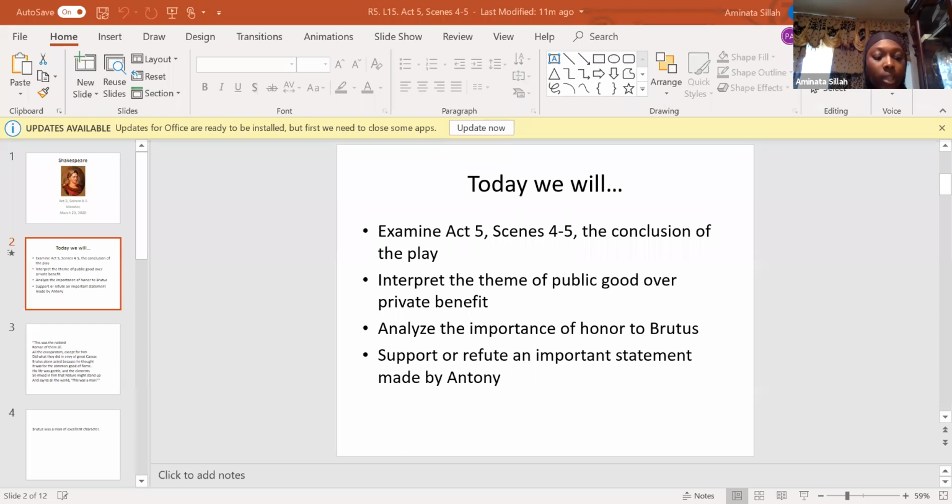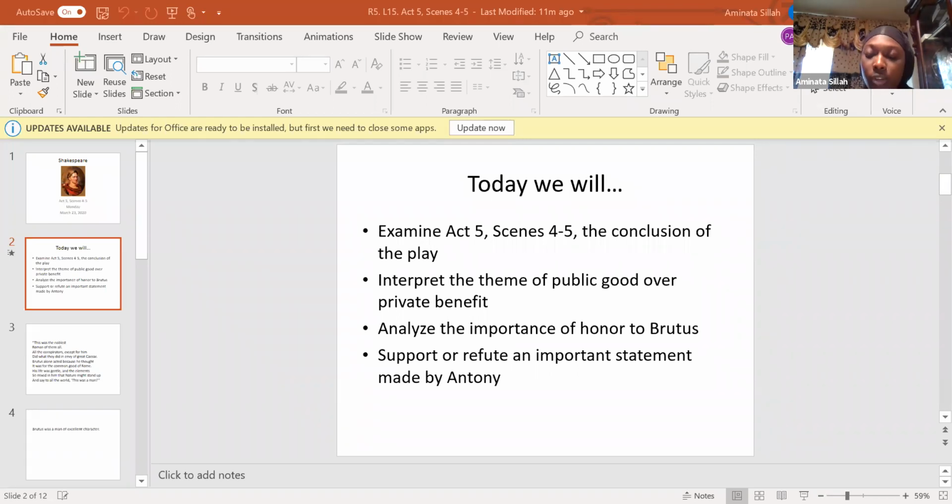So we can begin to interpret or determine the theme by analyzing or thinking critically about specific places in the text where the theme is critical. The theme of public good versus private benefit pops up many times in Julius Caesar. We talked about some of them last class. I wanted us to recap, but we're running out of time, so I'm just going to keep moving along.